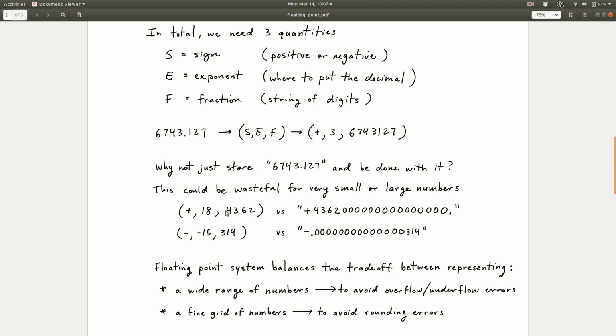So if you allow yourself to store many digits here, and in the floating point system, we'll see it's over 50 digits, you can represent very fine grids or differences between numbers as well. And this allows you to avoid rounding errors. So the floating point system kind of tries to manage the trade-off between these things. So it's trying to use the finite representations available on a computer for this infinite number system in a way that avoids errors as much as possible.